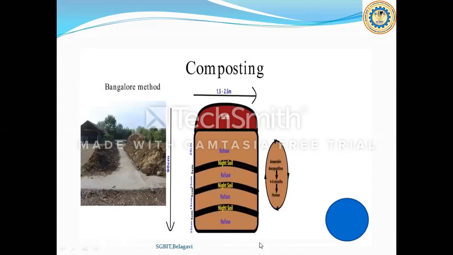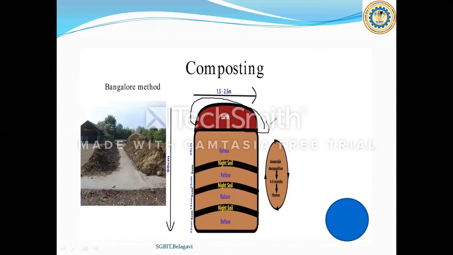So this figure shows how the Bangalore method is actually done. The pit is dug. It is covered with a sand layer, and alternate layers of night soil and refuse are made until it reaches the ground level. Once it reaches the ground level, it is covered with earth.